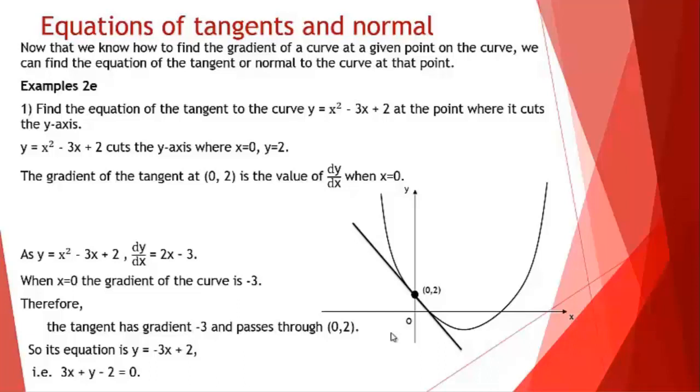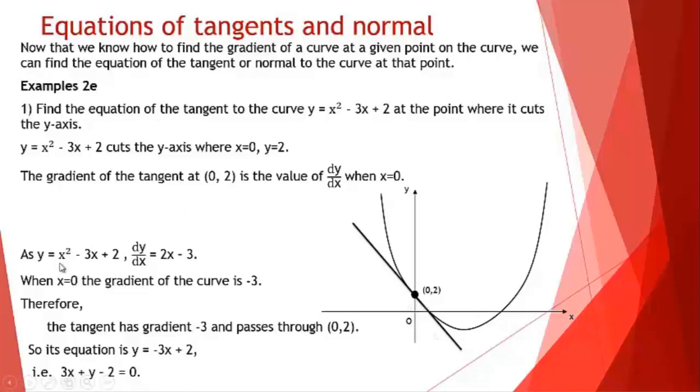Example 2e: find the equation of the tangent to the curve y equals x squared take away 3x plus 2 at the point where it cuts the y-axis. If the curve is cutting the y-axis, the x-coordinate is 0. So y equals x squared take away 3x plus 2 cuts the y-axis where x equals 0. When we substitute x equals 0 in the equation, we get 2 for y. The gradient of the tangent at (0, 2) is the value of dy by dx when x equals 0. So that is where the curve cuts the y-axis.